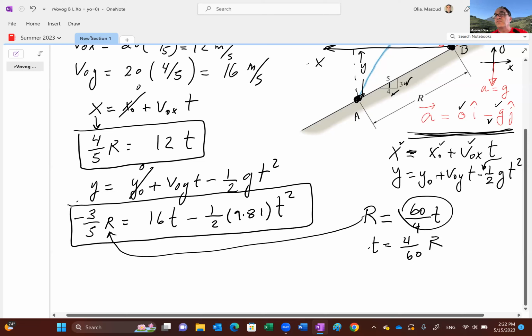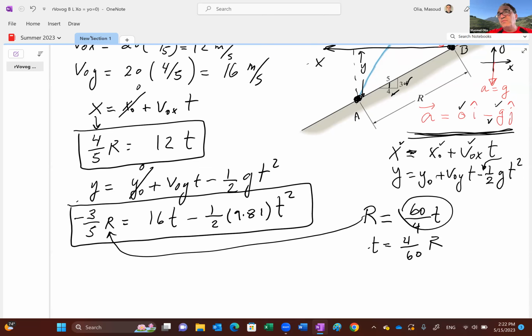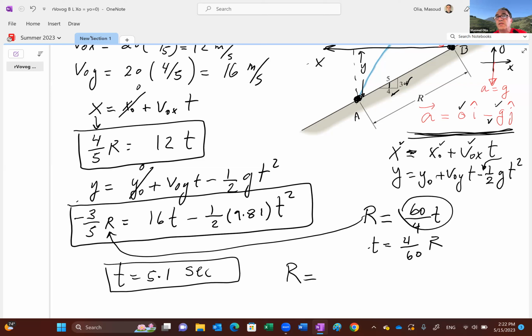Let me see what answers we have. Time should be 5.1, I believe. So it's going to take 5.1 seconds for the water to get from B to A. And then in terms of R, the distance traveled along the incline, that should be 76.5 meters.